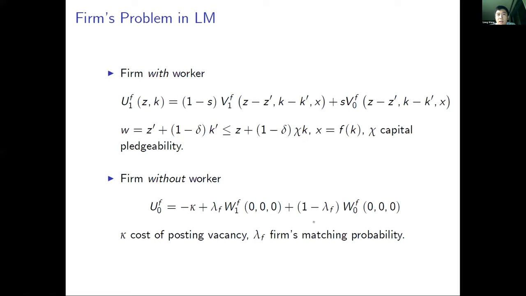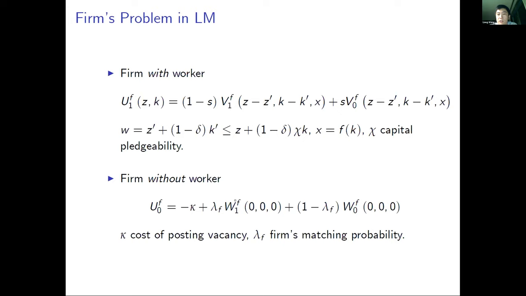And then for the firm's problem, I think I need to highlight the firm problem in the labor market. Here I introduced the capital pledgeability parameter, chi, as you can see from the constraint. The first bullet point is the firm decision problem with a worker, and the firm decides to choose wage W based on his money holding and also his capital level. He can pay at most from his capital level, which is 1 minus delta, that's the depreciation rate, times the capital pledgeability parameter, times K, which is capital holding. And for the firm without a worker, the firm doesn't need to do anything. It just needs to decide to post a vacancy, and if you're lucky, they get matched. Not lucky, they're not matched.